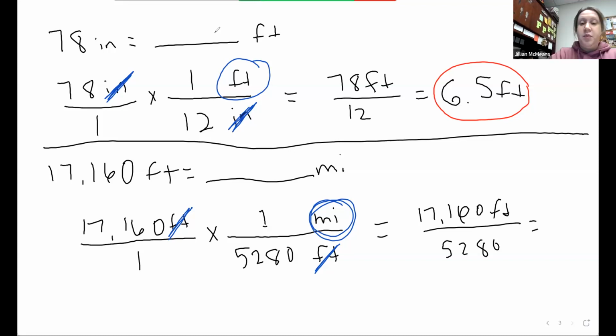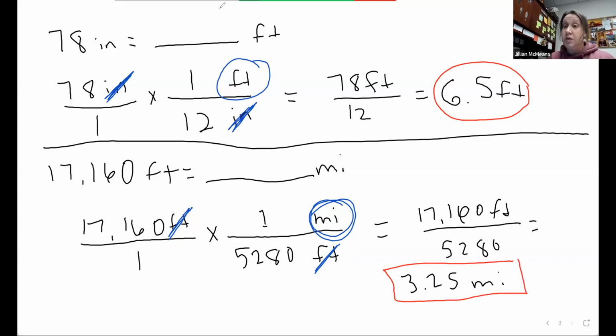And we get 3.25 miles. So if I have 17,160 feet, that is equivalent to 3.25 miles. Okay, so again, this is the heart and soul of dimensional analysis. You're taking one unit and converting it to another by multiplying by one or more unit fractions. Okay, let's try another one.